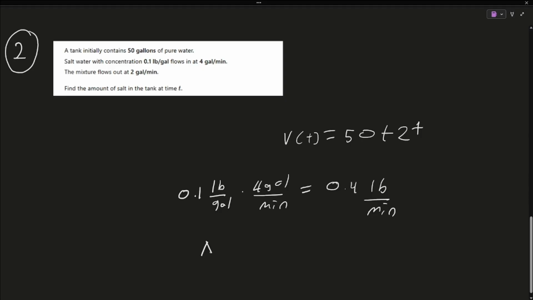So basically, our A of t is going to be the amount of salt in this problem, and A of t is divided by the volume, which is 50 gallons plus 2t. So the amount of salt divided by the volume will give you the concentration in pounds per gallon. And what we want to do is multiply this with 2 gallons per minute.